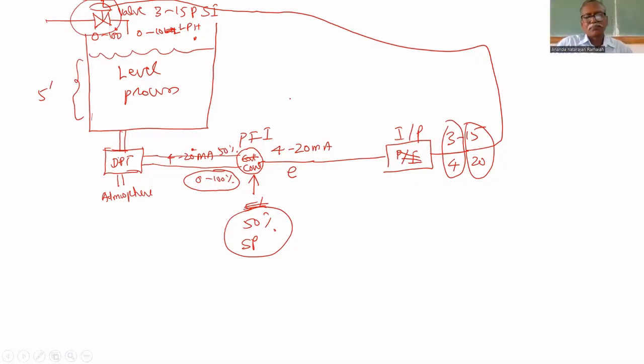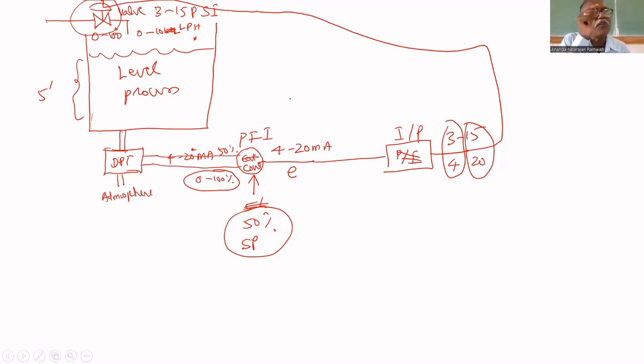Now we'll come to this. Initially, the level is 50%. Am I correct or not? Set point is 50%. What is the error? 0. 0 means 4 milliamps. I to P gives how much? 3 psi. The valve will be closed. So the level starts draining.